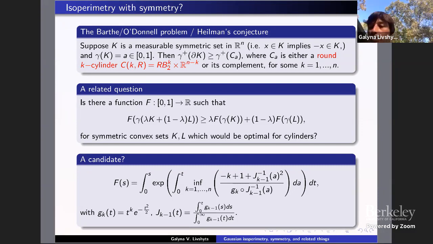I think it's difficult to even make a good conjecture here, but actually I'm going to try to convince you that this function that I wrote here is maybe a reasonable, sensible candidate for such an inequality. I cannot prove it. I can make some partial progress towards it, and I can maybe convince you that this is a reasonable conjecture. So this is pretty much my goal.